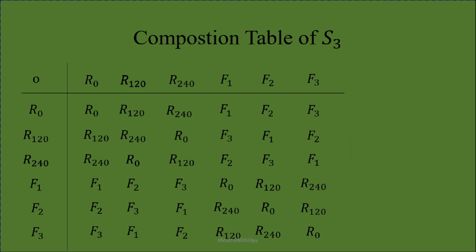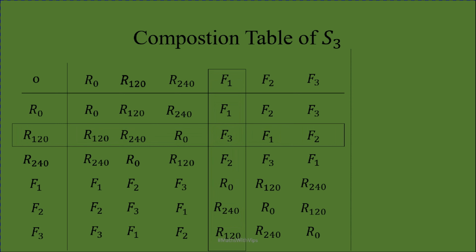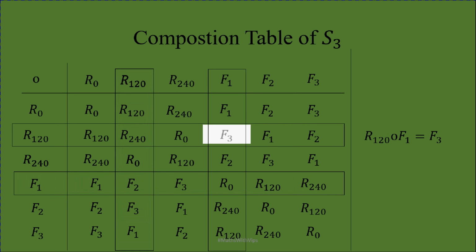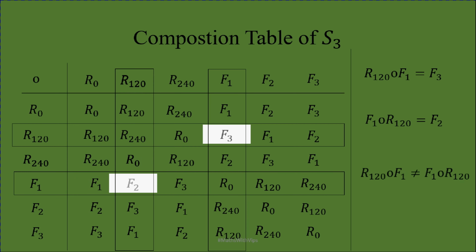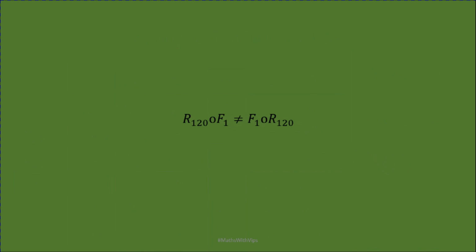So let us take R120 and try to multiply it with F1. What we get is F3. Next, we will reverse the order. We will take F1 and multiply it with R120. So this is what you have: F1 multiplied with R120 is F2. What can be observed is that the product of these two elements is not the same when the order of the elements is reversed. So we have that R120 composed with F1 is not equal to F1 composed with R120. So we can clearly say that S3 with composition is a non-abelian group.